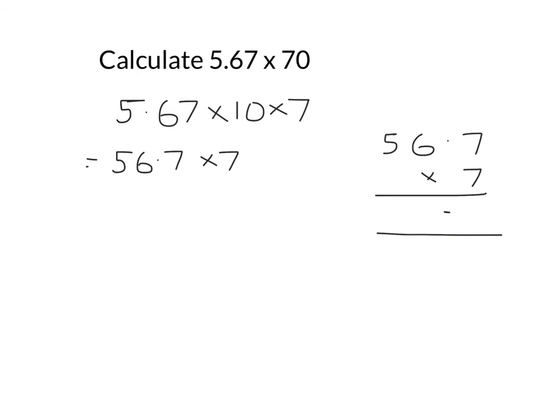Okay, make sure we align our decimal point. Okay, 7 times 7 is 49. We carry our 4 above. 7 6s are 42, plus 4 is 46. Carry our 4. 7 5s are 35, plus 4, 39. So our answer to this problem is 396.9.